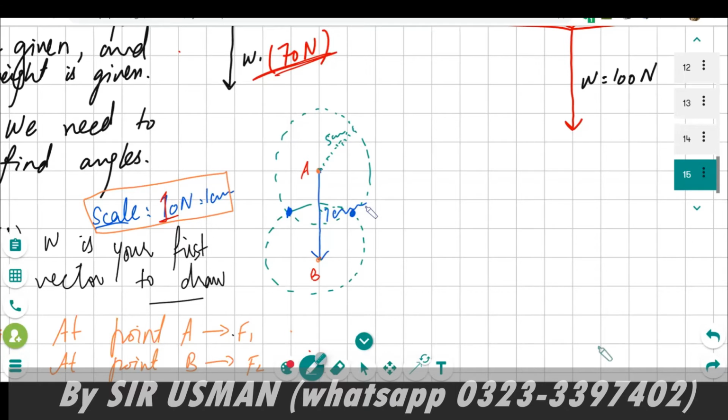One possibility is that you join B to this point, and A to that point. So it is a closed triangle, right? So this is your F1 and this is your F2. So this will be your angle theta 2 and this will be your angle theta 1.